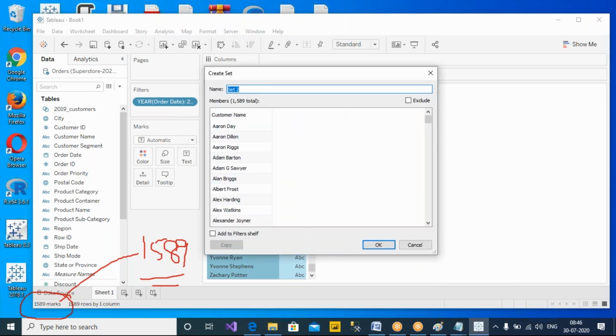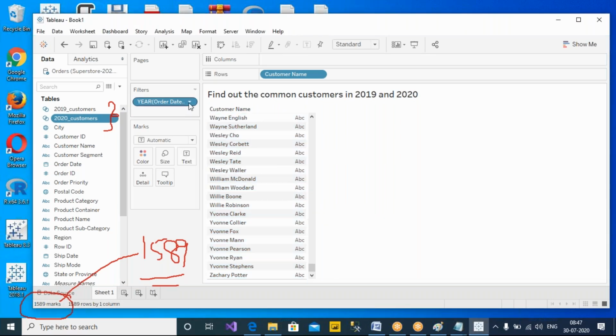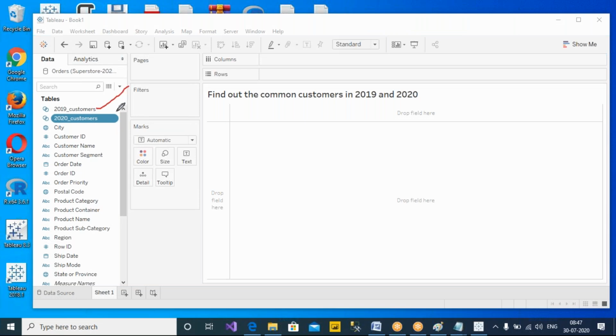Just name this set as 2020 customers. Okay, let's say fine. Now if you observe, we now have two different sets of customers. We don't need this information here, so I'm clearing it from this section. I don't want anything from the visualizations now, because I have my data here and I have my data here.